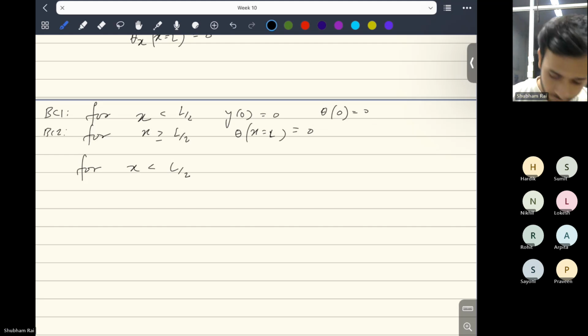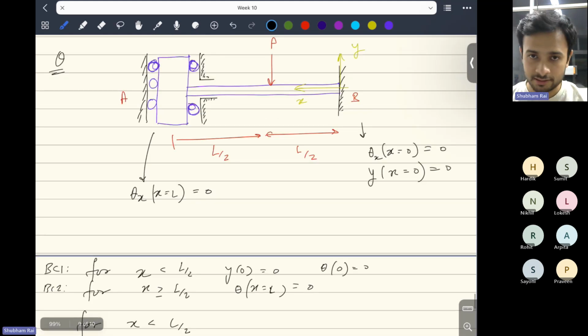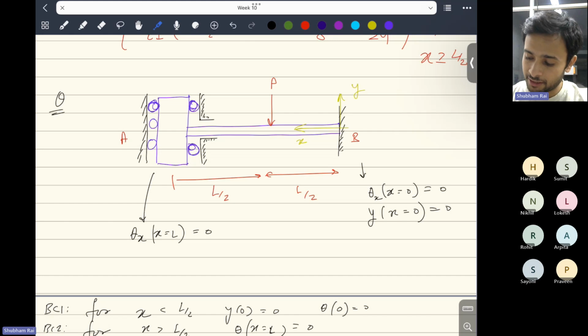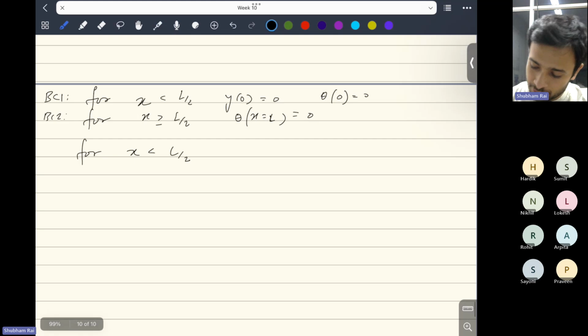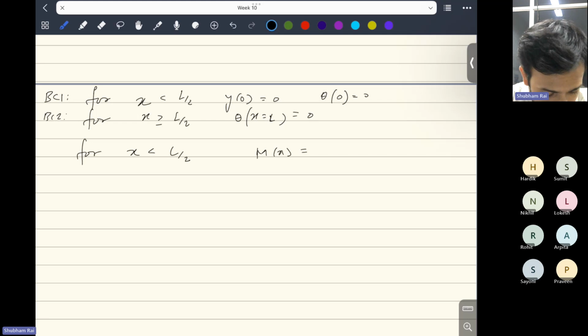Anyway, so for x less than L by 2, if you find the moment, please take this sign convention only, I mean this coordinate system only, x going from 0 to L by 2 here and L by 2 to L here. Okay, so for x less than L by 2, if you find Mx, that will come out to be the moment at point A, MA, minus P into L by 2 minus x.